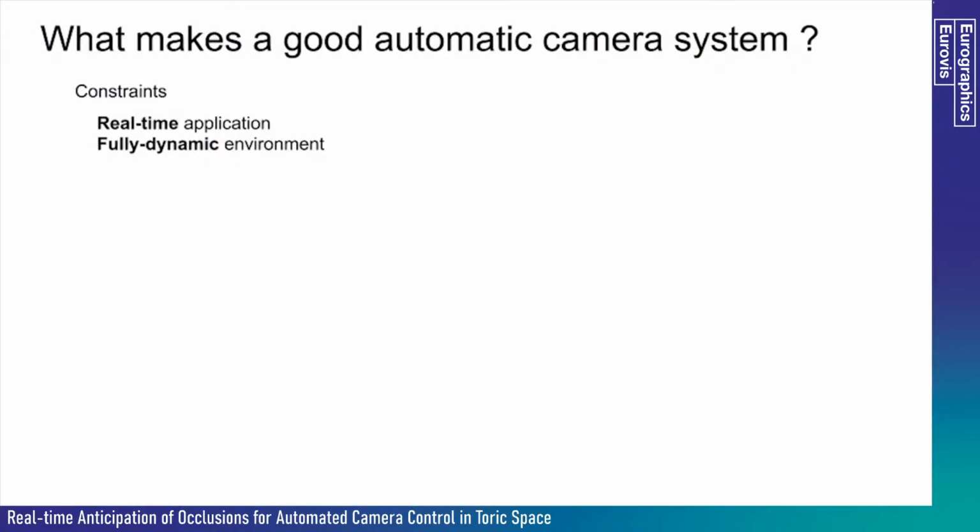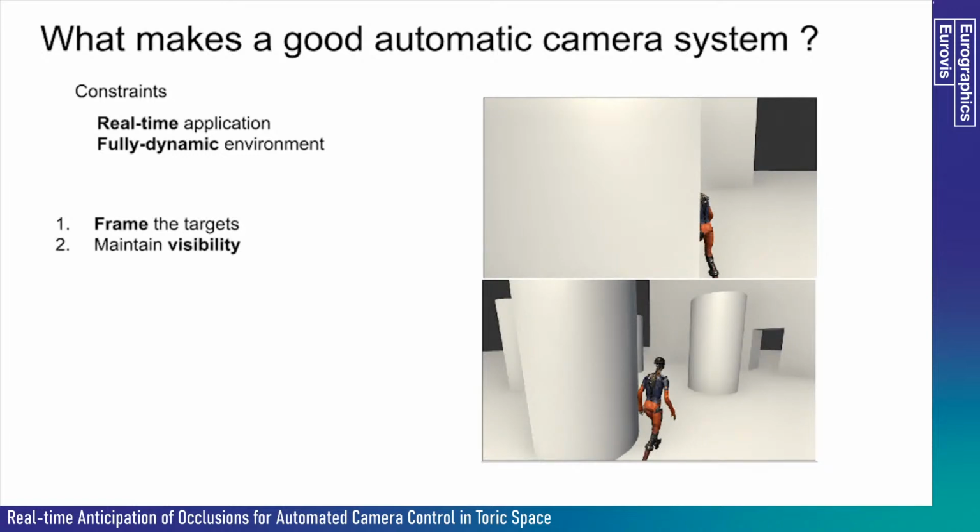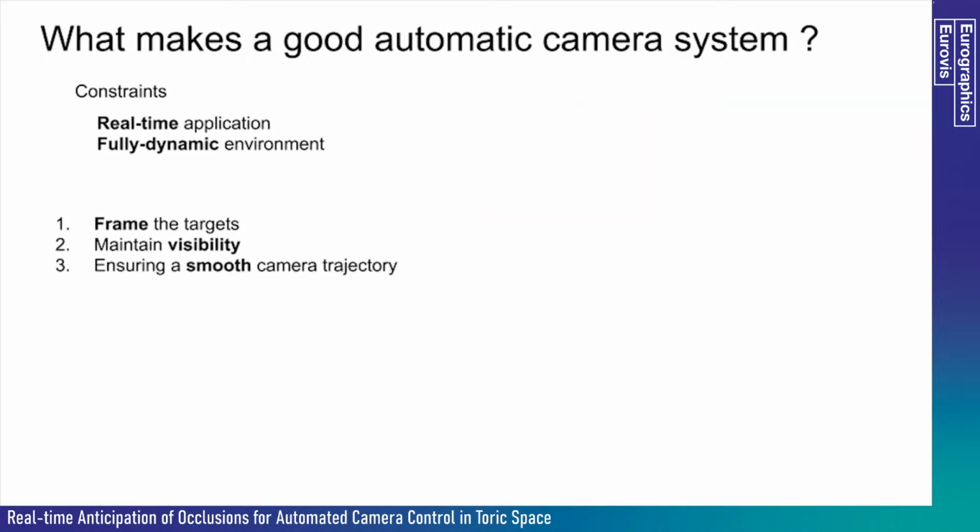But what makes a good automatic camera system? First, it has to be able to frame the targets. Indeed, as we want to follow targets, we often have constraints on where they are displayed on screen. The targets are what we want to see on screen. That means the system has to make sure it continuously maintains visibility on them. Finally, for the experience to be pleasant for the user, the camera trajectory has to be smooth.